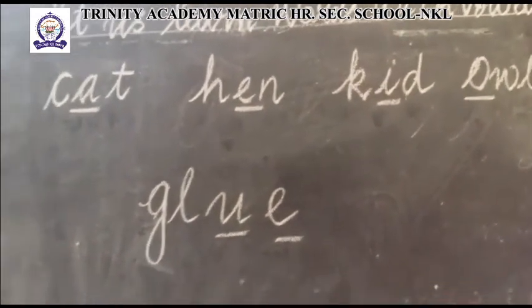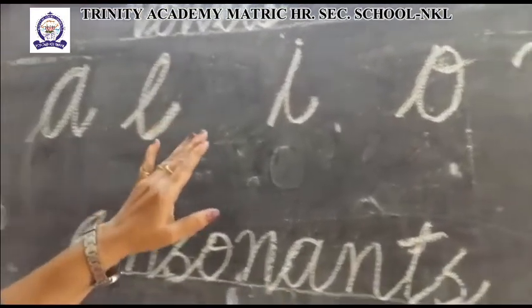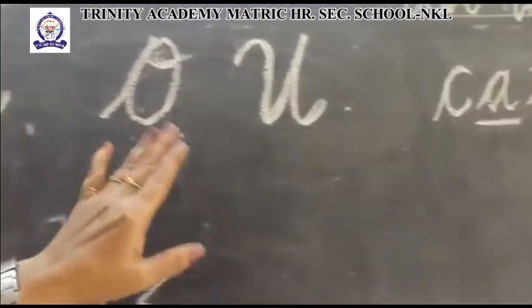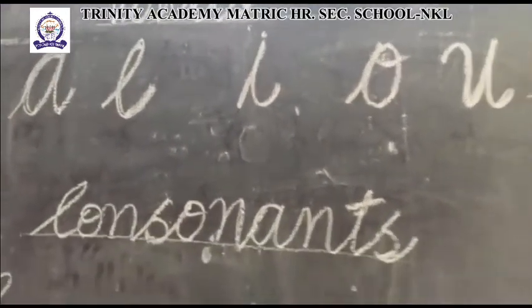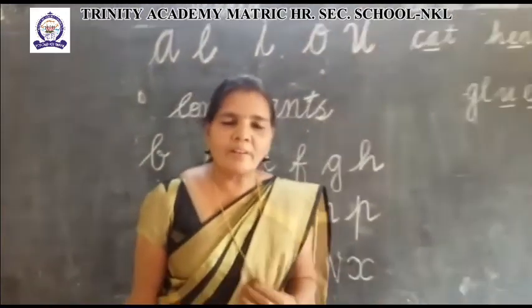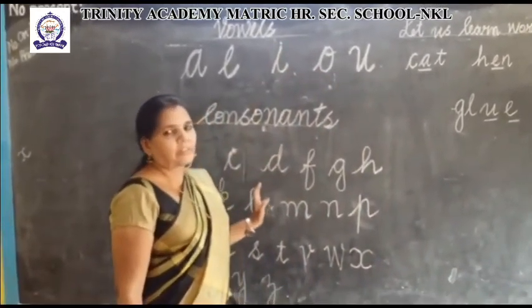Once again, children, what are vowels? A, E, I, O, U are called vowels. Okay, children, did you understand the meaning of vowels and consonants?